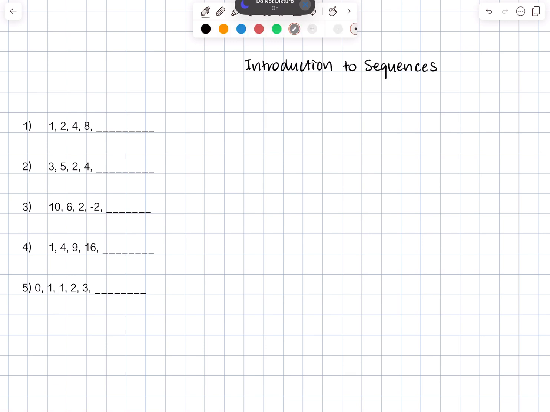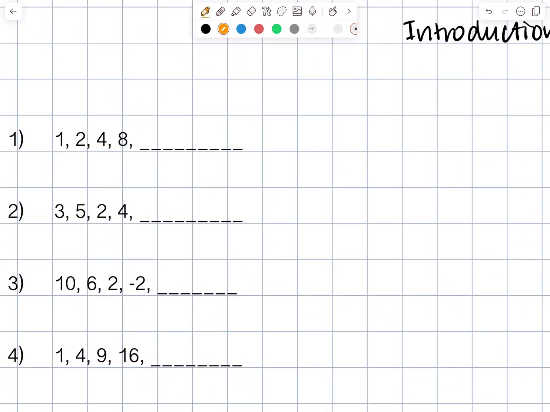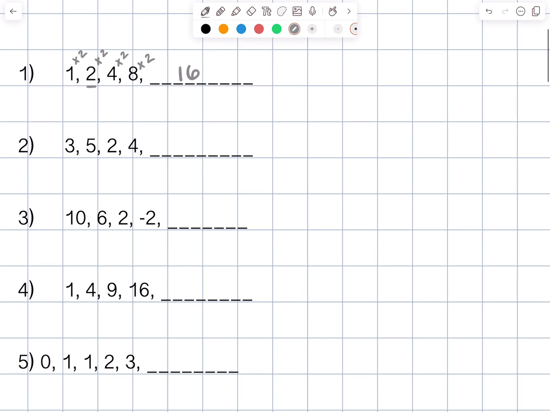For our first sequence we have 1, 2, 4, and 8. Based on this I can see that each previous number is being multiplied by 2 to get the resultant. So 1 times 2 gives us 2, 2 times 2 gives us 4, 4 times 2 gives us 8, and 8 times 2 gives us 16. So 16 is our 5th number in the sequence.